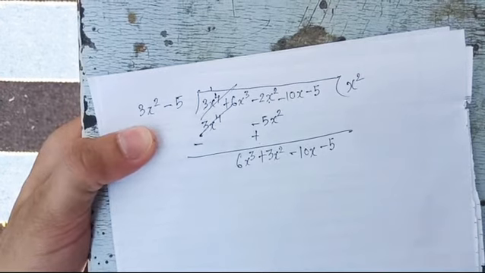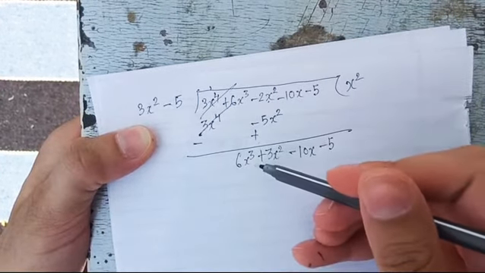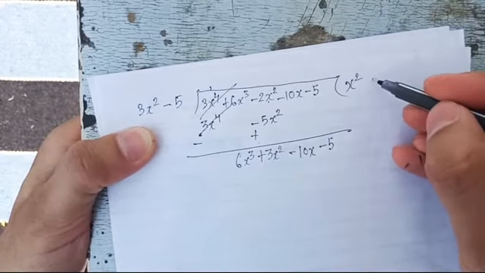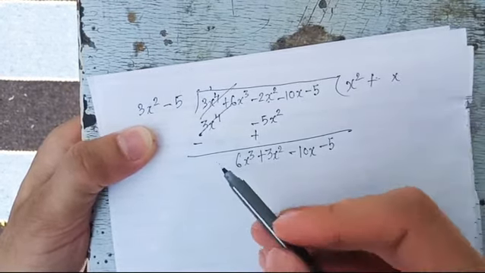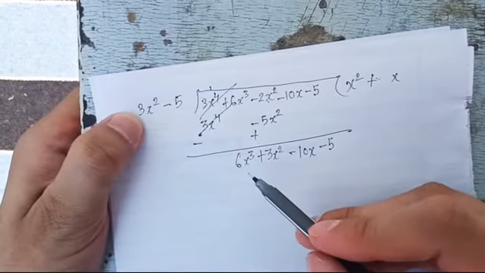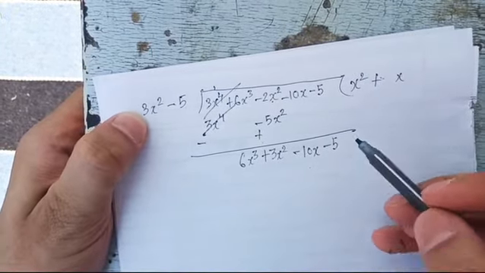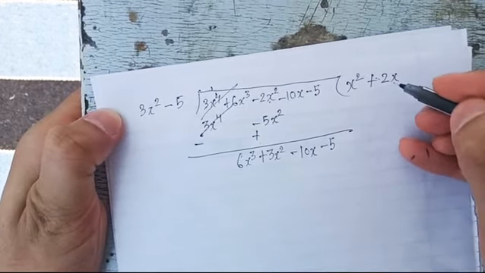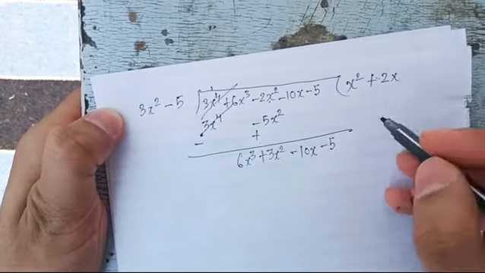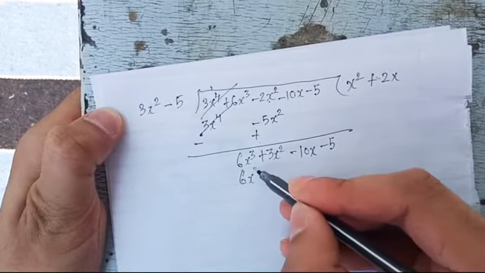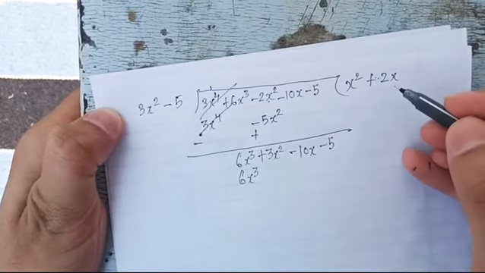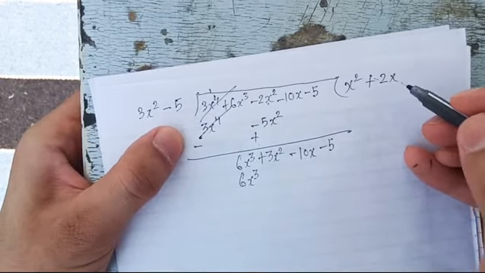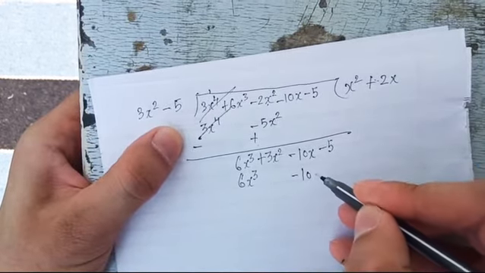Now 6x cube is written here, and here 3x square. That means from x square we need x cube, so x has to be multiplied. But here the coefficient is 3, and here the coefficient is 6, so 2 should be multiplied. So 6x cube, then 2x multiplied with minus 5, I will get minus 10x.